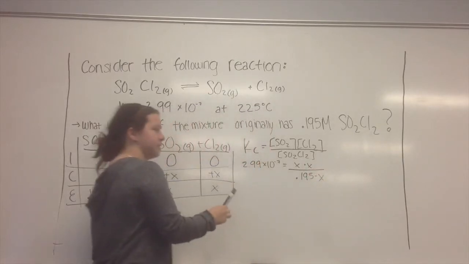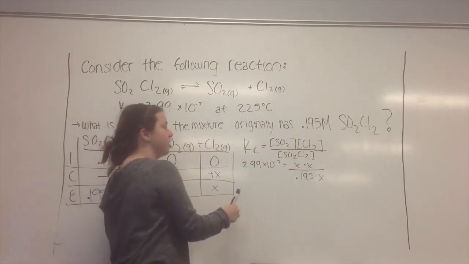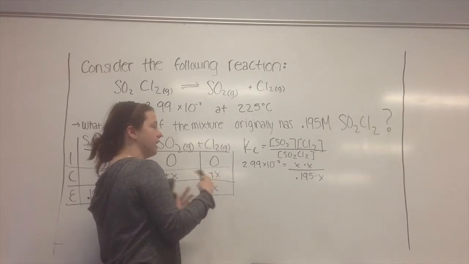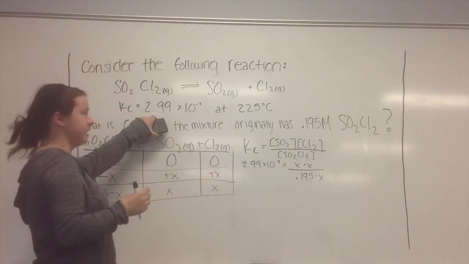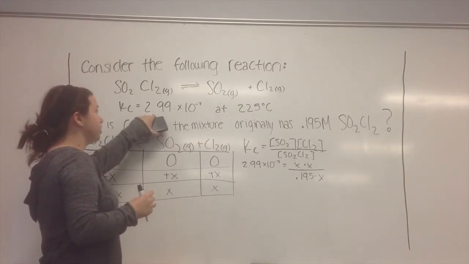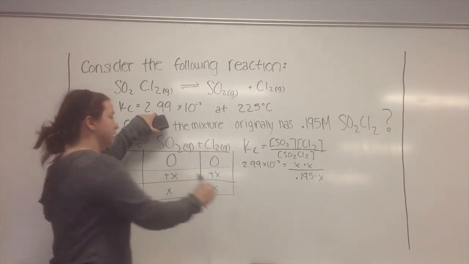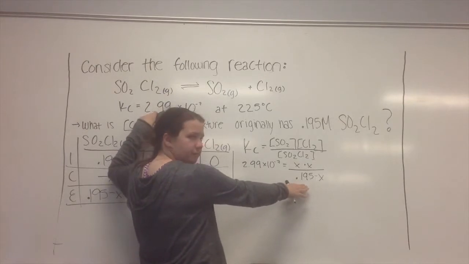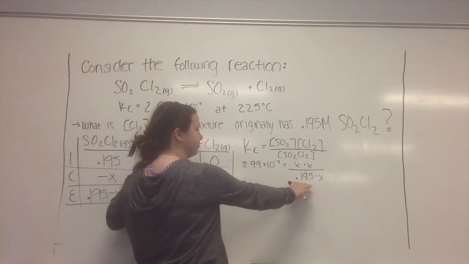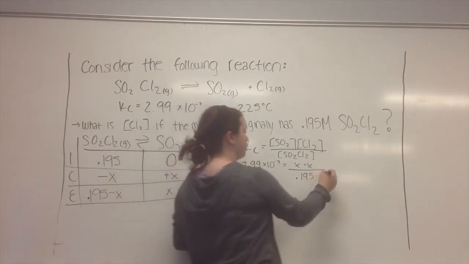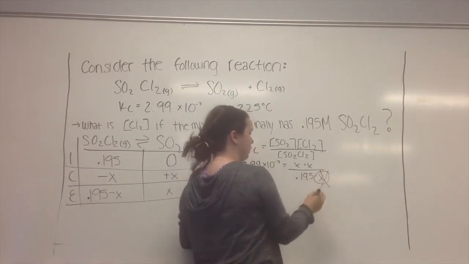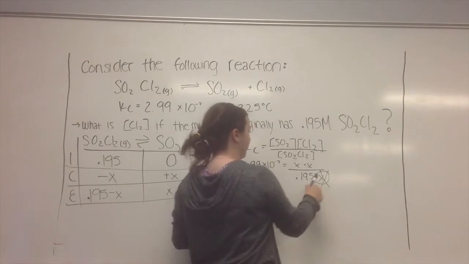And this is where the x's small approximation comes in. So if you look at your Kc value, and it's really, really small, like this is, then you can assume that it won't really make a big change right here when you are looking at the significant figures. So you can just mark this out. And we'll prove why a little bit later.